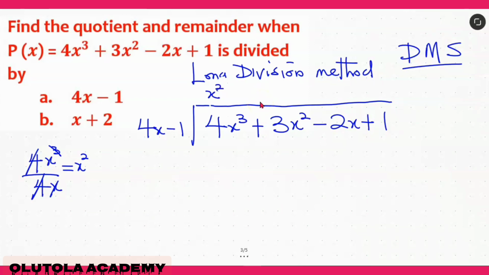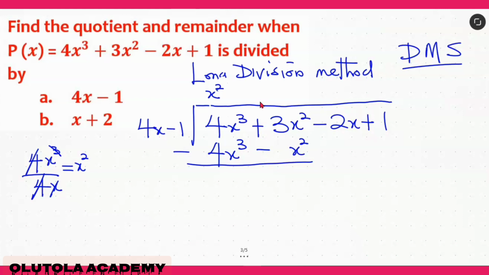We have x squared. Then I'll do the M, which is to multiply, and when I'm multiplying, I will multiply the entire divisor with x squared. So 4x minus 1 times x squared will give us 4x cubed minus x squared. Now we do the S, which stands for subtraction.